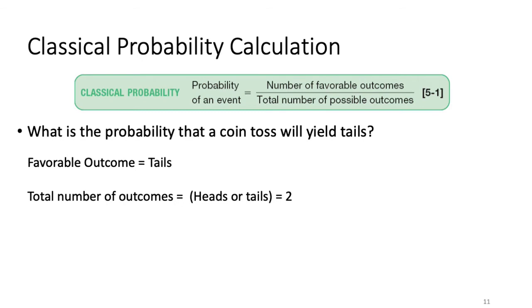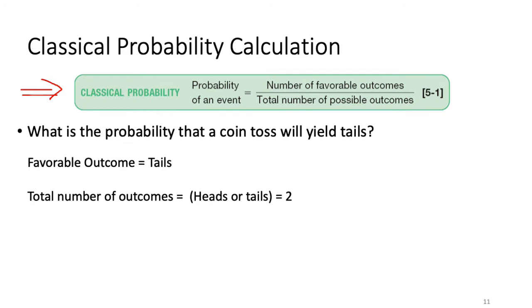Let's look at an equation here. The first equation we're going to see in this chapter is for classical probability. This is also known as theoretical probability. The probability of an event is calculated as such: the number of favorable outcomes divided by the total number of possible outcomes. So the first thing we need to do is figure out how many possible outcomes there are in any given experiment, and then figure out what we want to know the probability of.